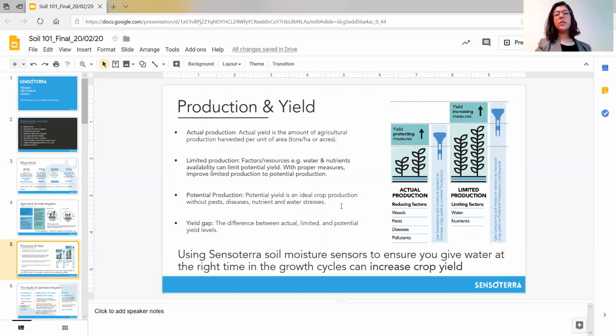So there are different phases where Sensoterra sensors can be implemented and guarantee potential yield. So what we want to say here is that using Sensoterra sensors, we will ensure that you give the right amount of water at the right time within different stages of your growth cycle, so you can increase yield. So the idea is to reach the potential capacity of your crop.